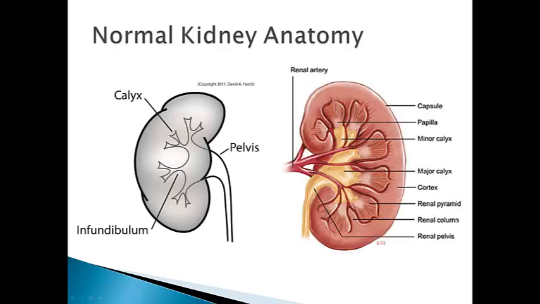First, just to take a look at the anatomy of a normal kidney. Two different representations of a normal kidney here, both somewhat cartoony. On the left, you have more of the collecting system outlined with the calyces, the infundibulum, and then the pelvis. And on the right, you have a little bit more of the parenchyma defined here with the papillae, the pyramids, and the columns, the cortex, and then the capsule. So just a brief reminder of what the kidney should look like normally.